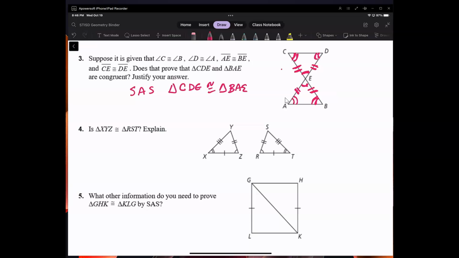Now, this angle is a vertical angle, and we know that this is going to be that marking, and this angle is the same as this side. So we can also say that this side is congruent to this side. So we can also use side, side, side to prove that the two triangles are congruent.